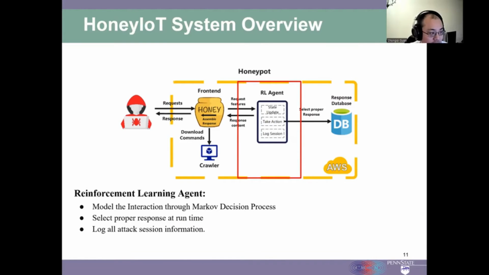The second part is the reinforcement learning agent. The reinforcement learning agent is responsible for mimicking the IoT device. It does so by first modeling the interaction between the IoT device and the attackers using a Markov decision process through the collected attack traces. At runtime, it will leverage a reinforcement learning algorithm to select a proper response to the attacker's request based on the interaction history. In the end, it will also log all attack sessions for further analysis.